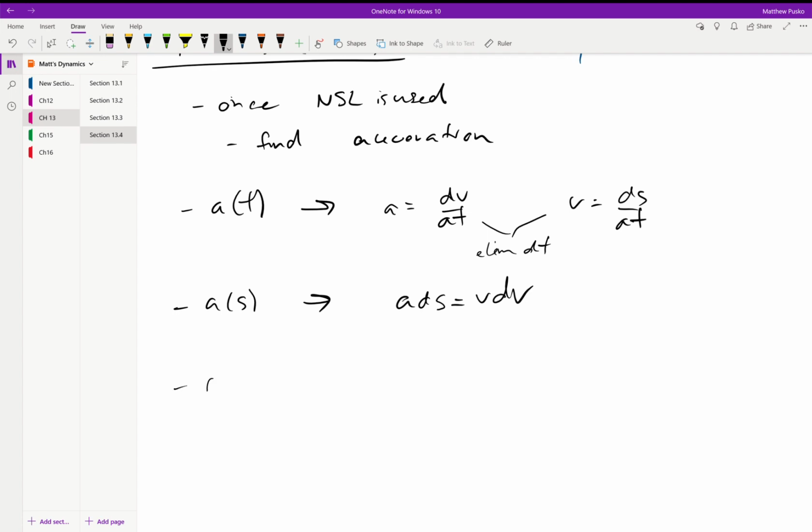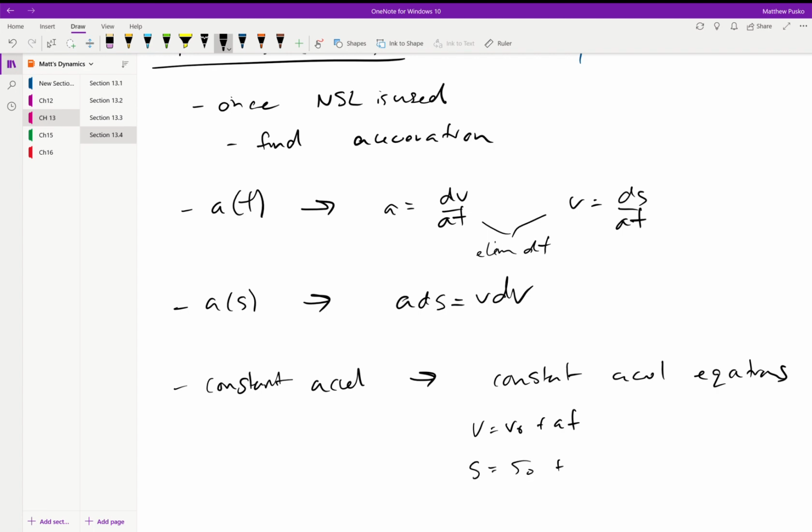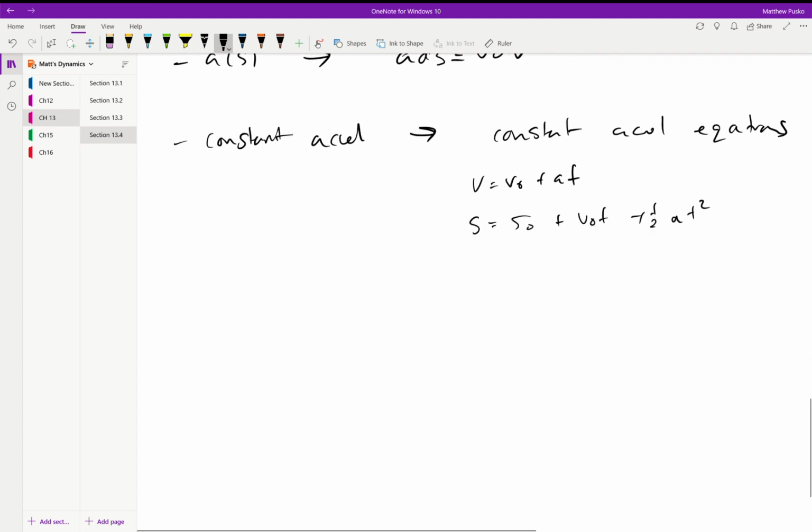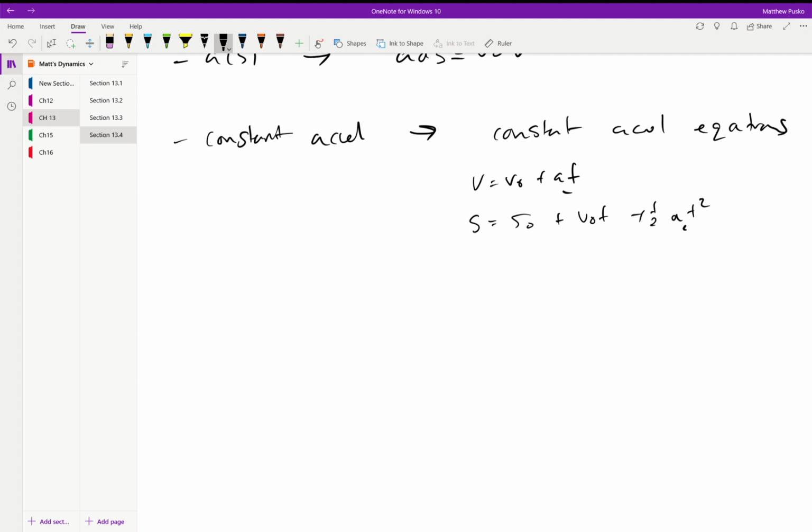If we have a constant acceleration, we can use our constant acceleration equations. And those are your v = v0 + at. Your position is s = s0 + v0 t + 1/2 a t squared. These have to be constant accelerations, and then we have v squared = v0 squared + 2a delta s. That's also got to be constant.